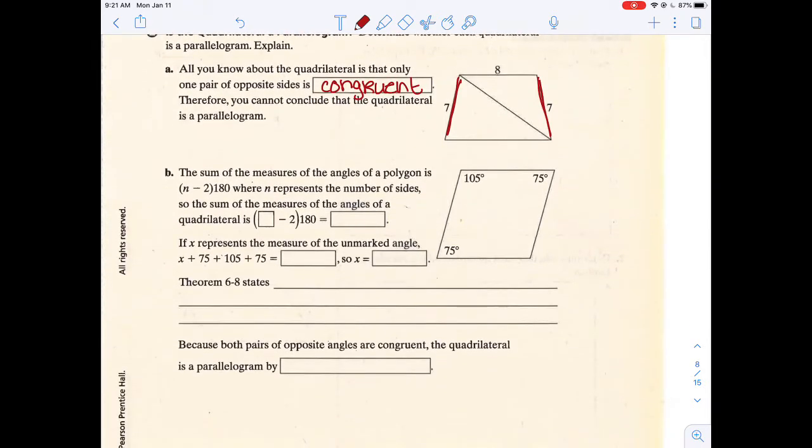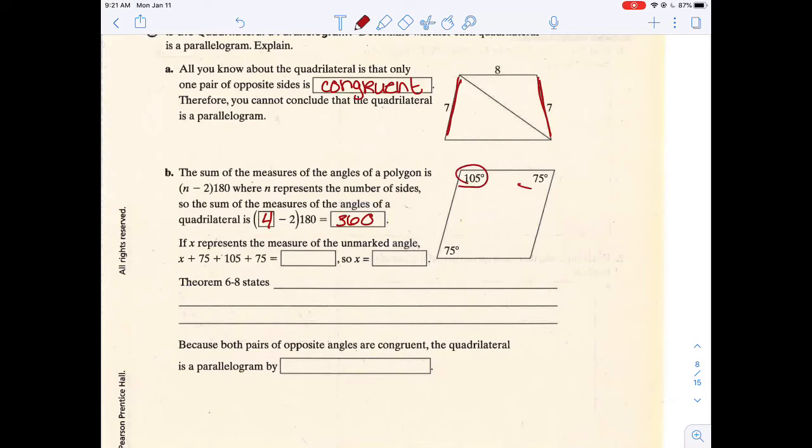Okay, part B, the sum of the measures of the angles in a polygon is n minus 2 times 180, where n represents the number of sides, and we talked about this in an earlier chapter last semester. So the sum of the measures of the angles in a quadrilateral, which has 4 sides, is 4 minus 2 times 180. 4 minus 2 is 2 times 180, which is 360 degrees.